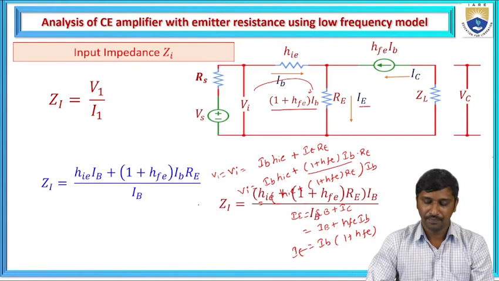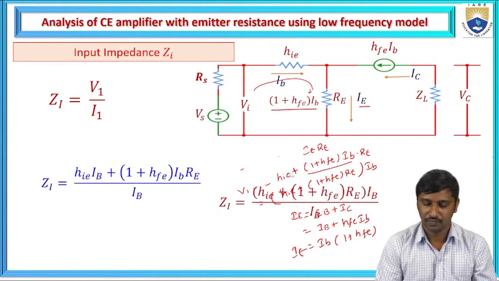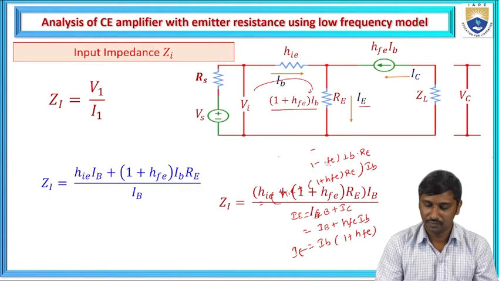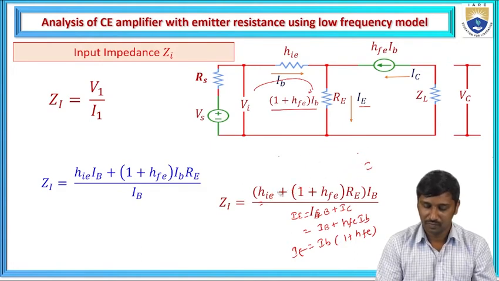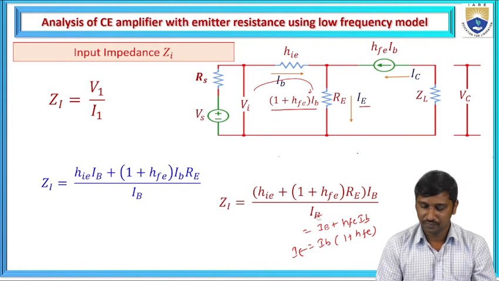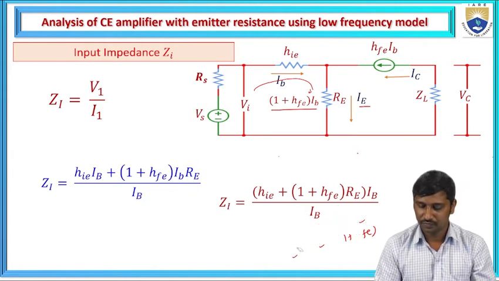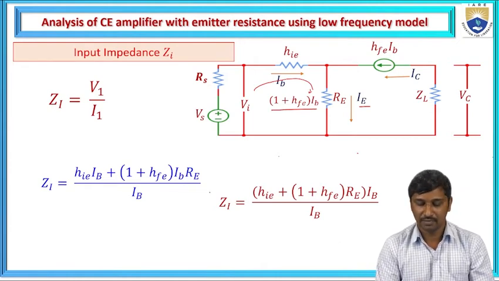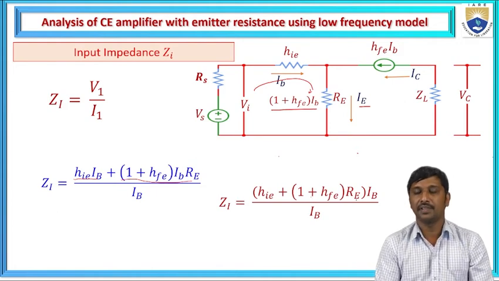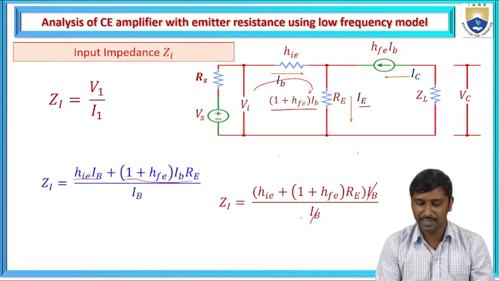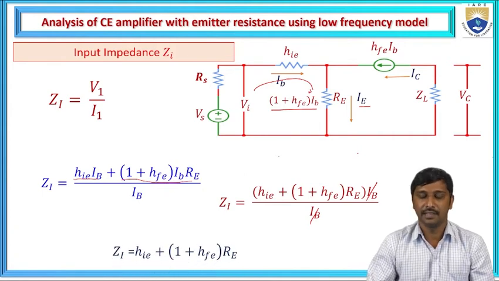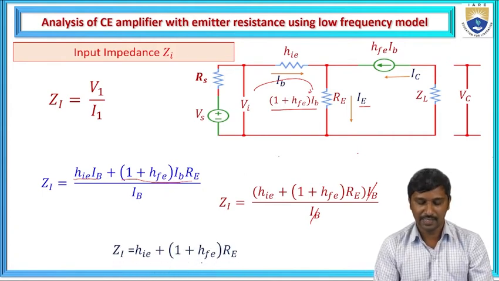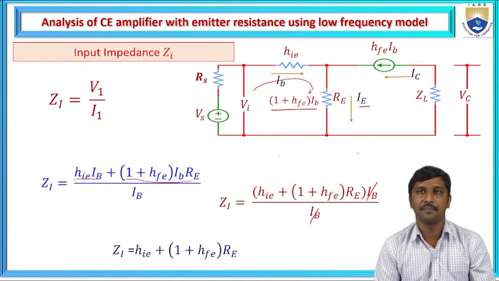To simplify this one, from this term, I take IB as a common term. Hence, from this product, if IB is taken as a common term, HIE plus, and from this, the common term is 1 plus HFE times RE. So then this IB gets cancelled. From this, we can say that ZI is HIE plus 1 plus HFE times RE.